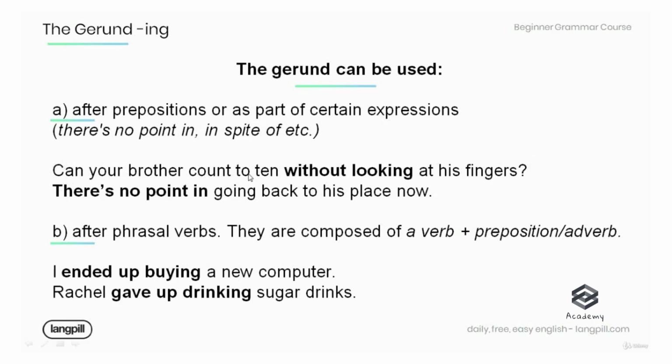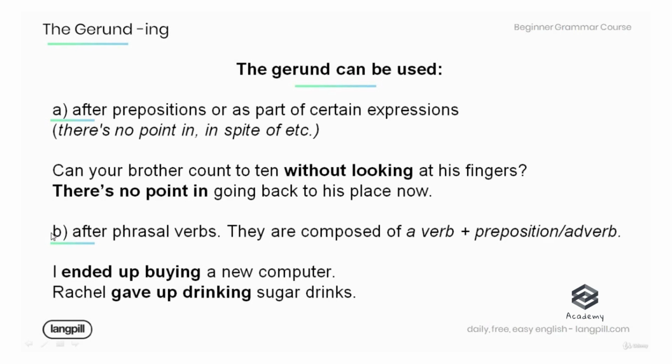Can your brother count to 10 without looking at his finger? In this sentence, the gerund looking is used after the preposition without. And in this sentence, there's no point in going back to his place now. The gerund going is used after the expression there's no point in.